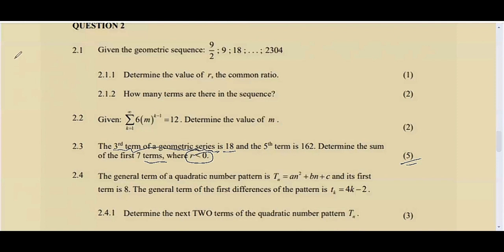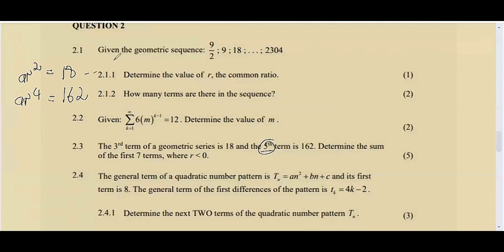So term number 3, remember we said if we are to express T1, this is A, T2, that's AR, and then term number 3 would be equal to AR to the exponent of 2, right? So now let's do that. We have term number 3, it's 18. So in other words, we can say AR squared is equal to 18. Remember, AR squared represents term number 3. Then we are given the fifth term is equal to 162. The fifth term will be represented as AR to the exponent of 4, which is equal to 162.